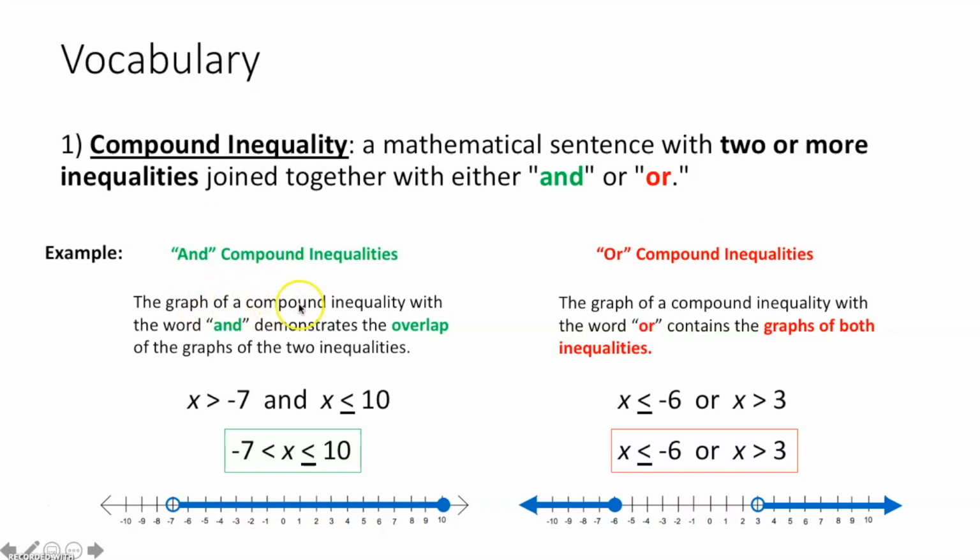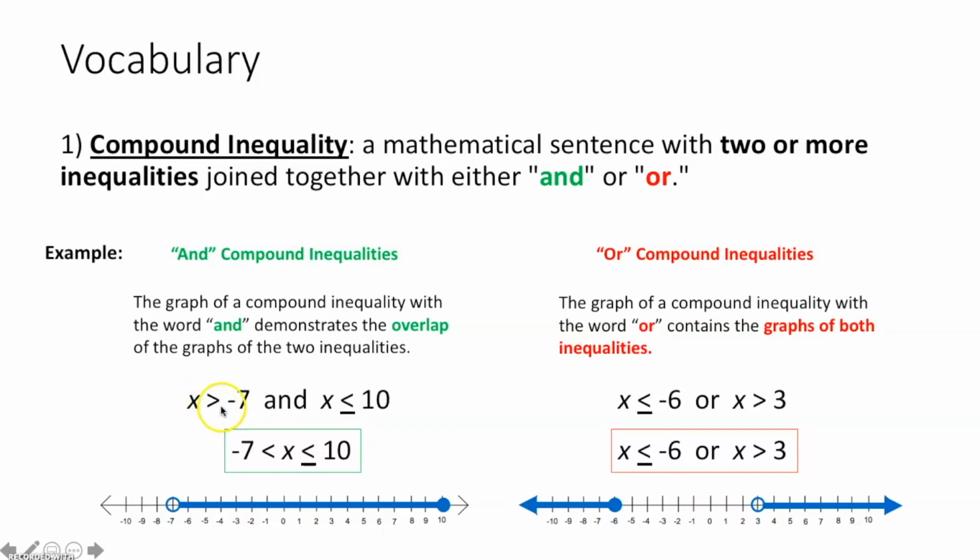The graph of a compound inequality with the word "and" demonstrates the overlap of the graphs of the two inequalities. Overlap or intersection of the two inequalities. So here we have x is greater than -7 and x is less than or equal to 10. Now, this is an "and" compound inequality, but "and" compound inequalities are not typically written like this. They're written like this. And now how did I get this from this?